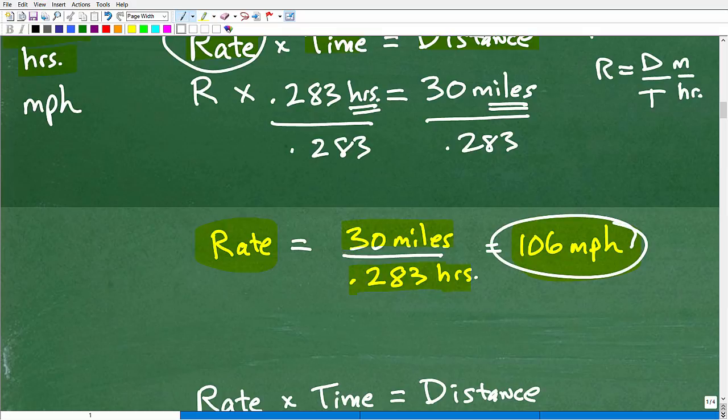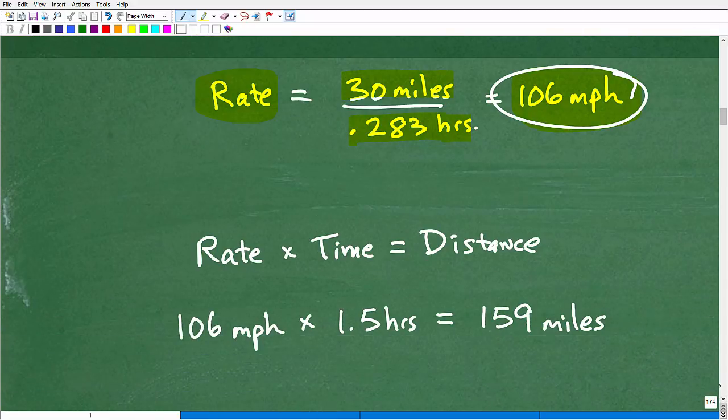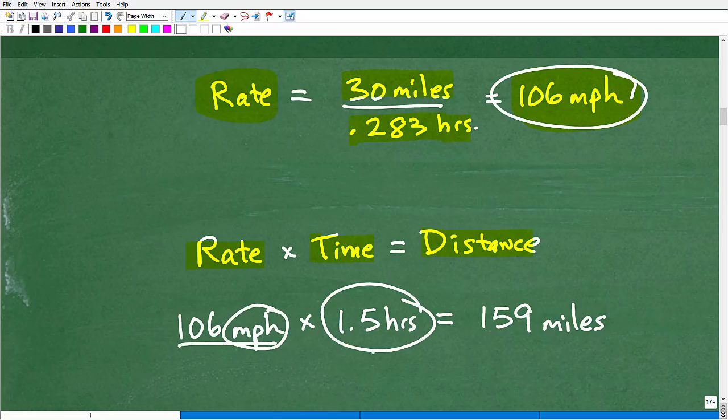Now the rest of the problem becomes very easy. Let's go back to the formula: rate times time equals distance. Remember, the original question was, how far is this train going to go in 1.5 hours? Well, it's traveling at 106 miles per hour. So this is good. Miles per hour times 1.5 hours, it's going to be 159 miles.